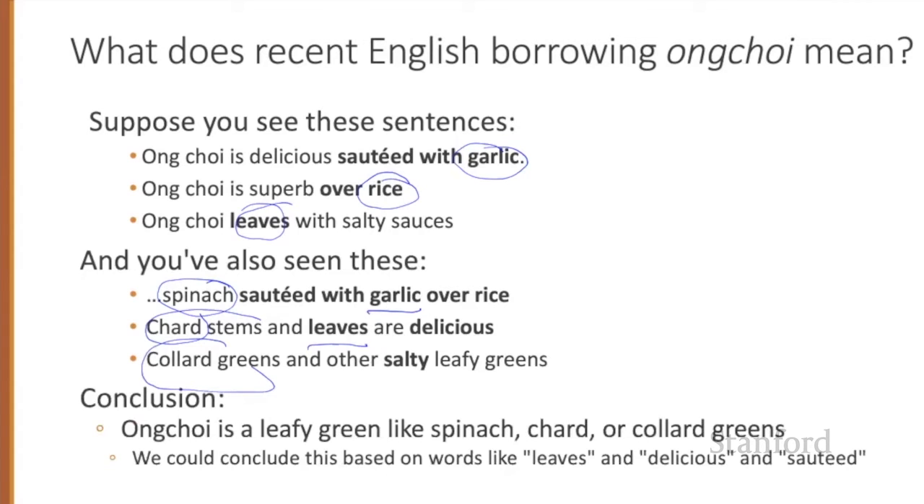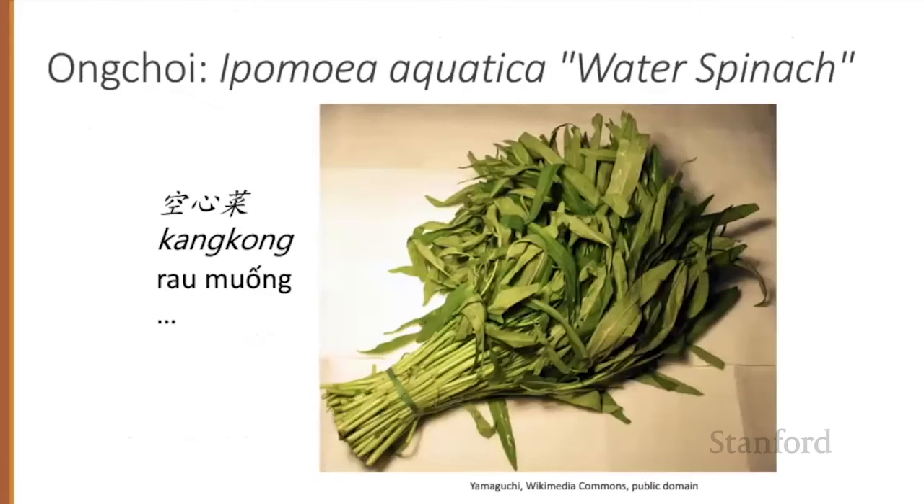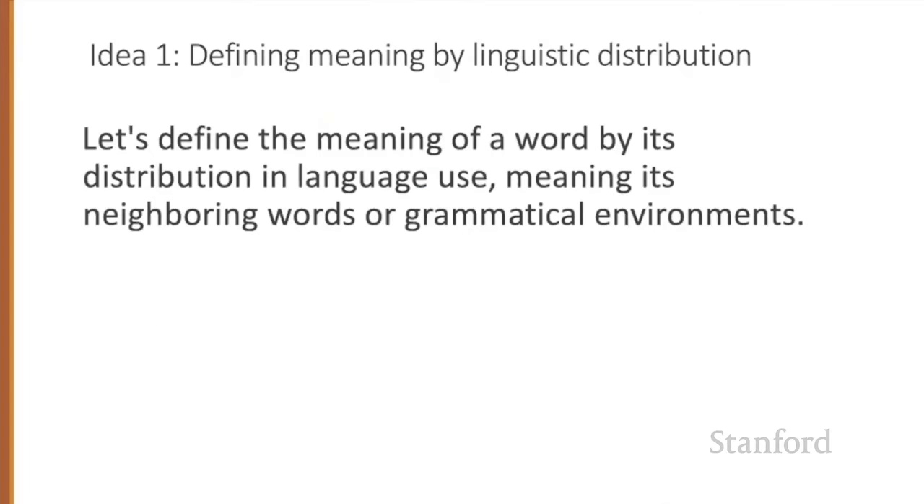We might conclude that ong choi is a leafy green like spinach, chard, or collard. And we could conclude this based on the fact that words like leaves or garlic or rice or delicious occur both for ong choi and for words we already know like spinach and chard. Indeed, ong choi is Ipomoea aquatica, water spinach. Here's a picture for you food fans. So this first idea from the 50s is that we'll define the meaning of a word by its distribution in language use, meaning its neighboring words or grammatical environments.